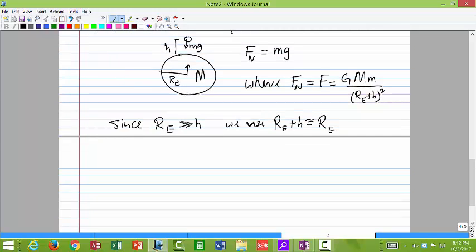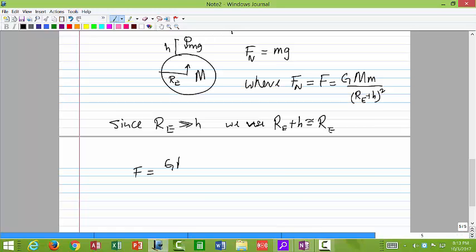So we'll just say that the gravitational force is equal to G, mass of the earth, mass of the object over R_E squared, and that should be equal to mg. If you take out the mass of this object that's falling, then we see that the acceleration of gravity on it is equal to G, mass of the earth, over radius of the earth squared.